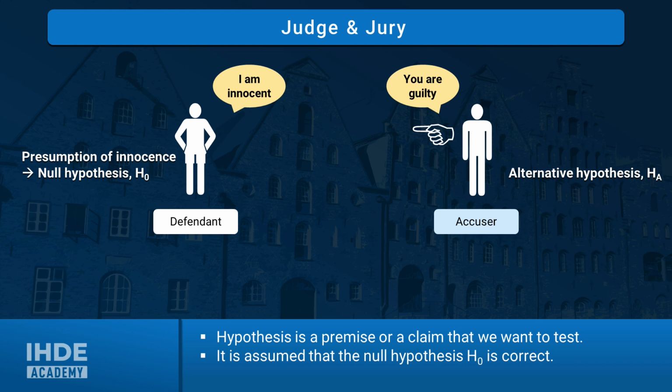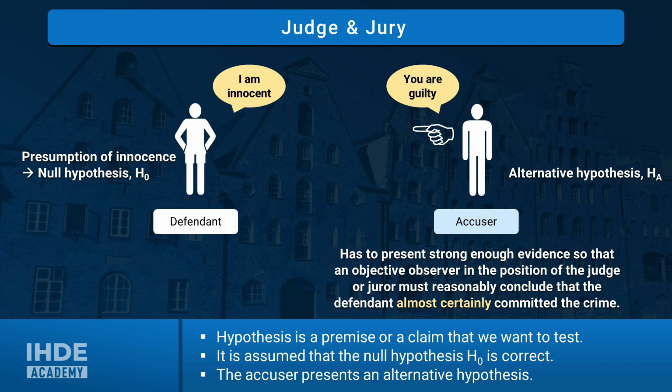The principle of the presumption of innocence now applies in court. A person is innocent until proven guilty. This is the generally accepted status quo. The defendant's claim that he is innocent becomes the null hypothesis. The prosecutor is now trying to reject this hypothesis.